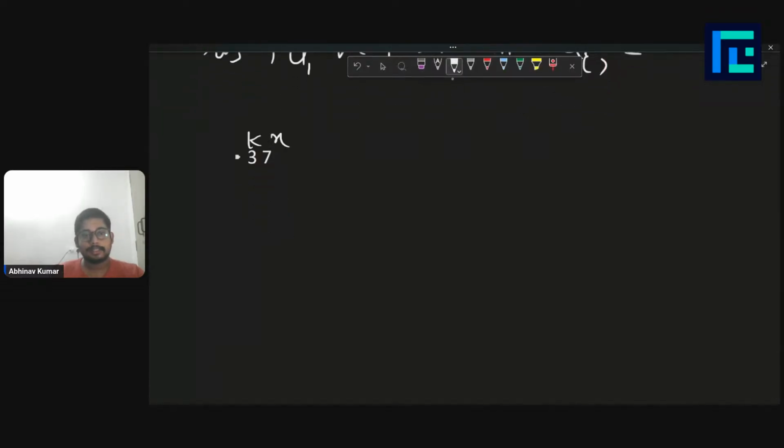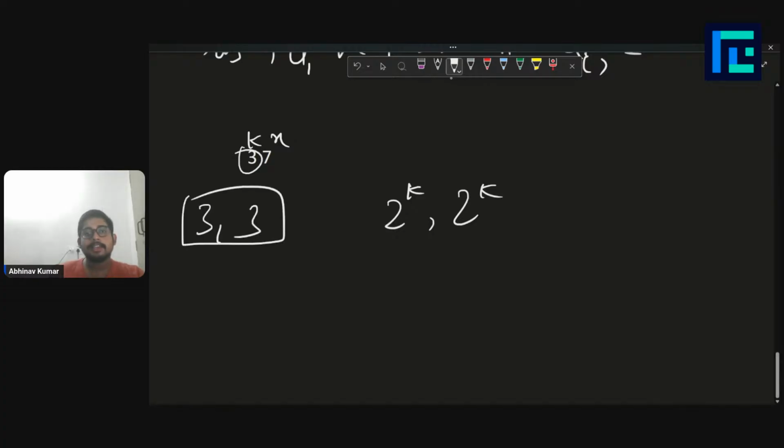This is your k and x. So k is the initial number of cakes that one has. So 2 to the power k plus 1 are the total number of cakes present. So basically each of them has 2 to the power k cakes. Here k is 3, so each of them has 2 to the power 3, which is 8. So each of them has 8 cakes.